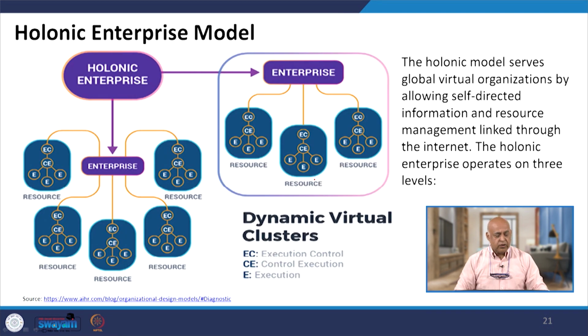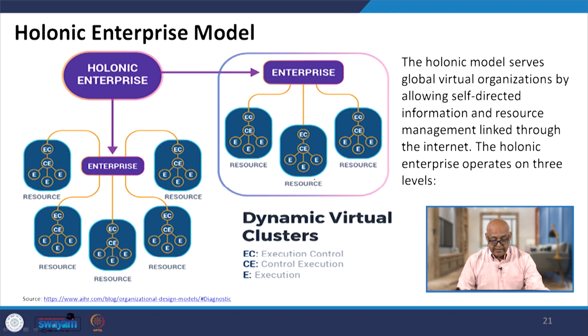Now when we are talking about the Holonic enterprise model, we find that the enterprise, the structure, is about the different resources which are managed in the enterprise. The Holonic model serves global virtual organizations by allowing self-directed information and resource management linked through the internet. The Holonic enterprise operates on three levels: dynamic virtual clusters, execution control, and execution. So here we will find the infrastructure, that is the EC, the execution control, which is about the resources.